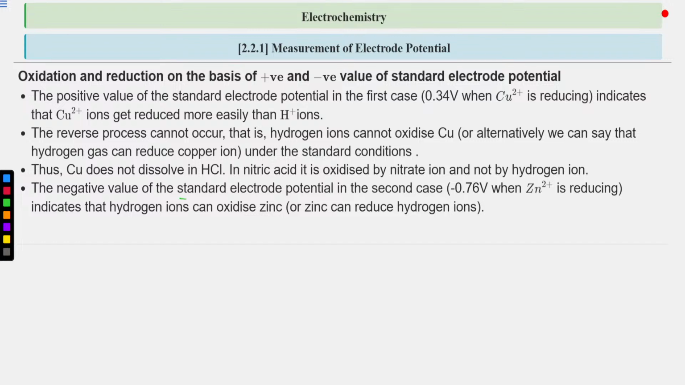The negative value of standard electrode potential in the second case, okay, now in the second case when we use zinc as the right half cell, then the EMF value is minus 0.76 volt when we use zinc 2 positive. Zinc 2 positive is reducing. So the negative value of minus 0.76 volt for the right half cell indicates that hydrogen ions can oxidize zinc. Or you can say that zinc can reduce hydrogen ions. Alternatively, if hydrogen can oxidize zinc, that means zinc can reduce hydrogen. Right? Simple.